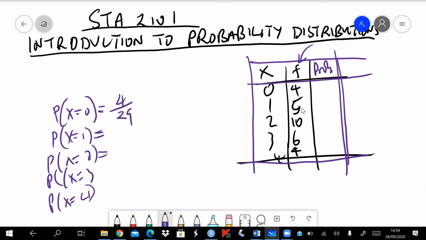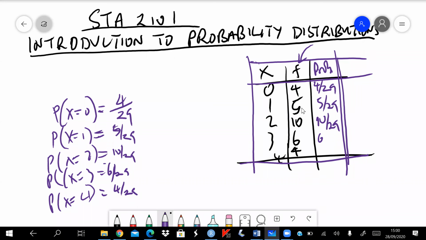And the probability that X is equal to 1 is 5 out of 29. And the other one is 10 out of 29. 6 out of 29. And finally 4 out of 29. So here I can put the values 4 out of 29, 5 out of 29, 10 out of 29, 6 out of 29, and finally 4 out of 29. And you notice that if you sum all those probabilities, you will get equal to 1.